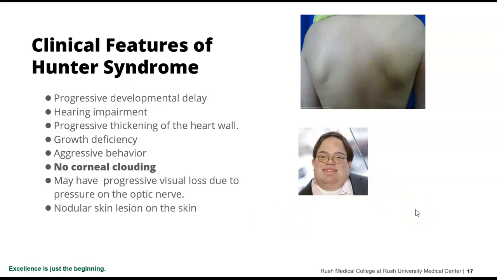So one of the mnemonics for Hunter syndrome is the hunter with the crossbow, which is an X that can hit his target, because you can see.